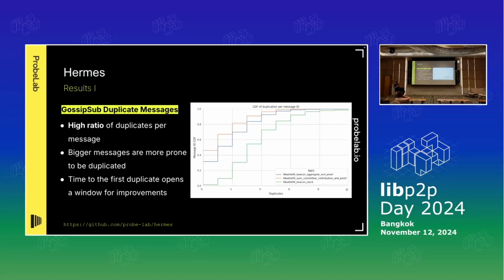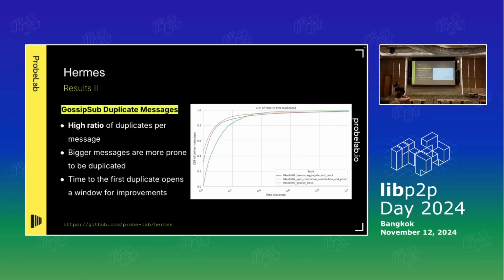And when we look at another graph here, this is the time when we receive the duplicate messages. We can see again, for example, the green line here, which are blocks that are transmitted over the network, that 50% of these blocks' duplicate messages are received within 80 milliseconds. And this time window gives room for improvement.